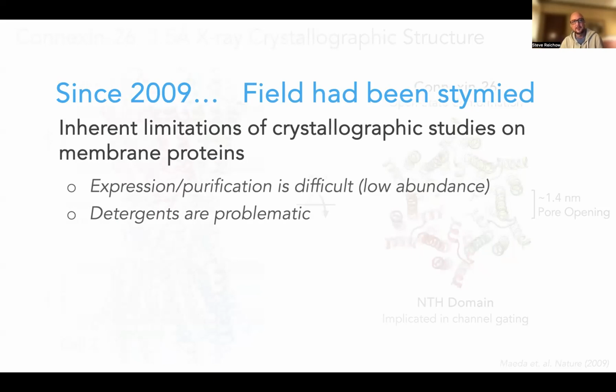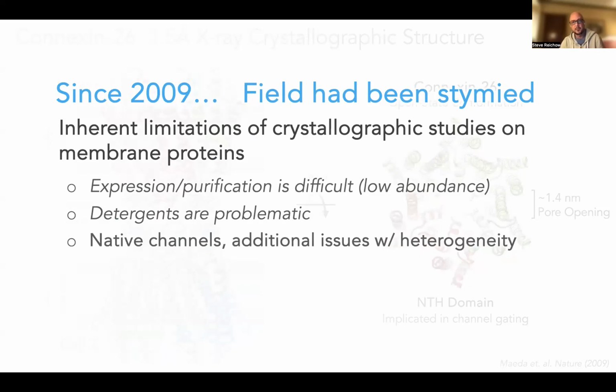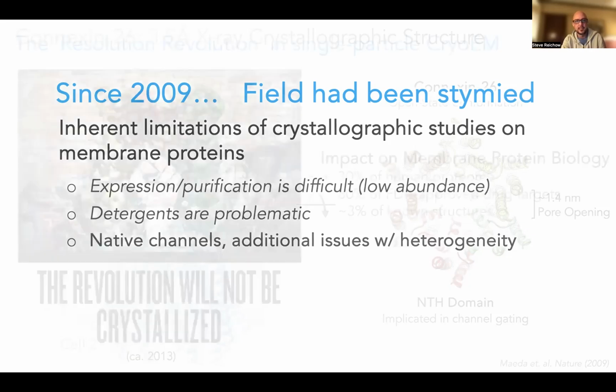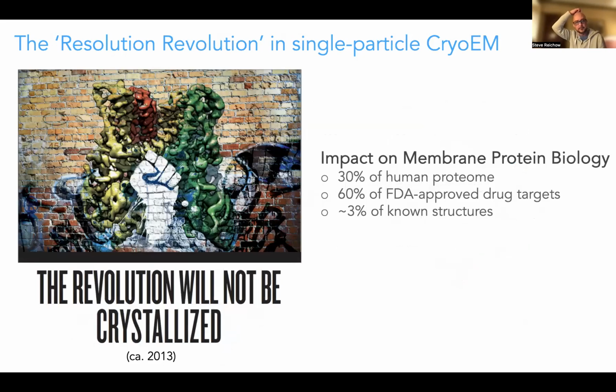These proteins were often difficult to express and purify to the high levels that were needed to grow 3D crystals. Detergents that were used to isolate these proteins from the native membrane environment were problematic for crystallographic studies. And if you were studying native proteins, the inherent heterogeneity associated with these native systems was also very problematic for crystallographic studies. And so this was really the state of the art up until around 2013, when what we now know as the cryo-EM resolution revolution took over the field of structural biology.